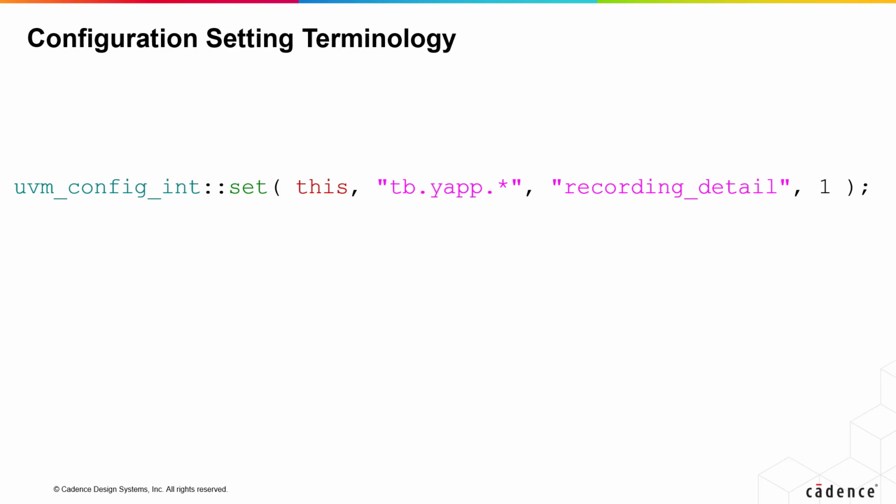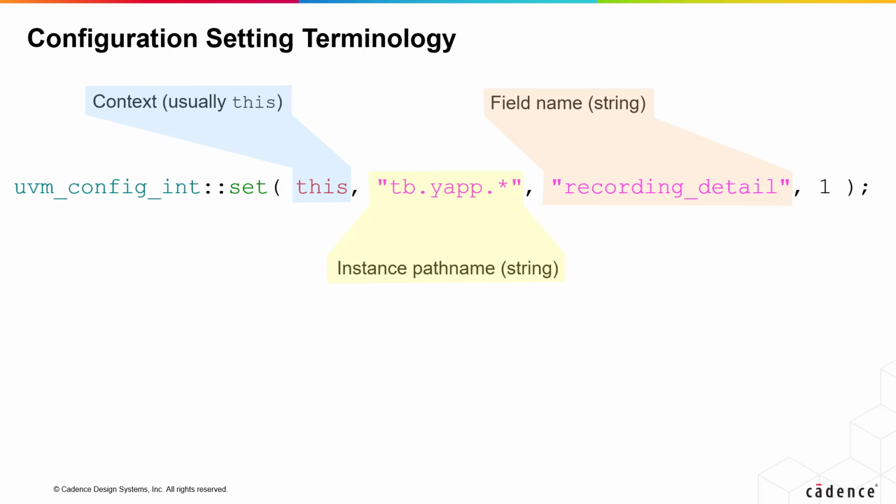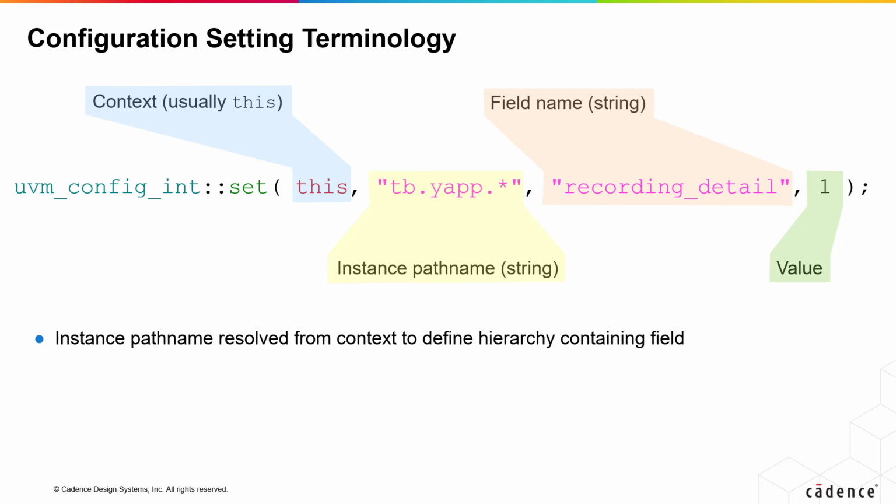Remember, sets have 4 arguments: context, which is usually the keyword this, a string instance path name to a component, a string field or property name, and finally a value for the property. The instance is a hierarchical path name from the context to a component which defines the field to be assigned the value. Instance and field names are strings to allow a configuration set before the hierarchy is built.